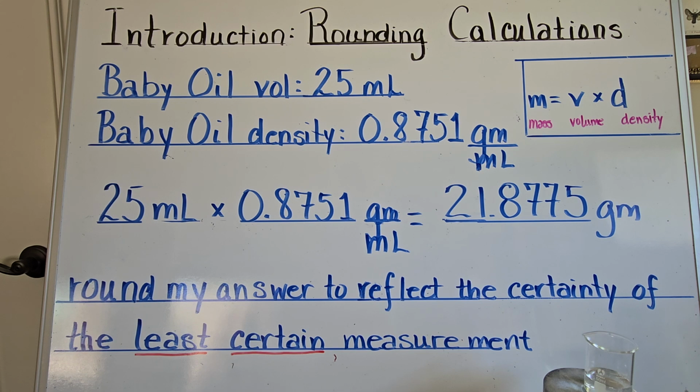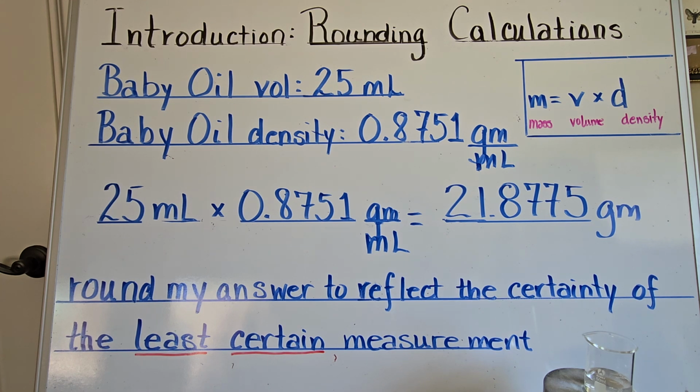Calculations that we perform must have answers that reflect the certainty that we can reasonably expect in our answer. Otherwise, our answers can be very misleading. To achieve this, we must round our answers to our calculations appropriately. Let's look at an example to see why rounding is important.